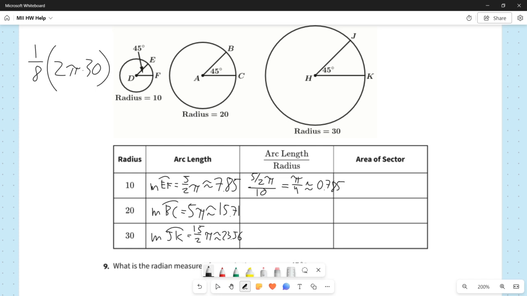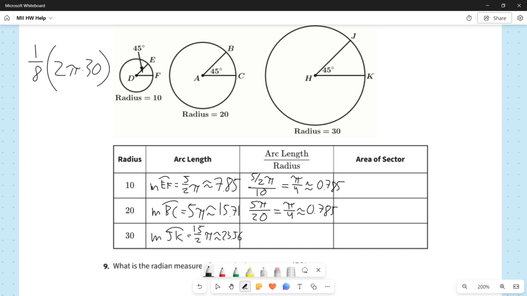For the next row, our arc length was 5 pi, and our radius was 20. All right, this is a little bit easier to see. So now we have 5 over 20, and again, 5 over 20 is 1/4. We don't need the 1 because our pi is going to just stay there. So we're getting pi over 4, which is again approximately 0.785.